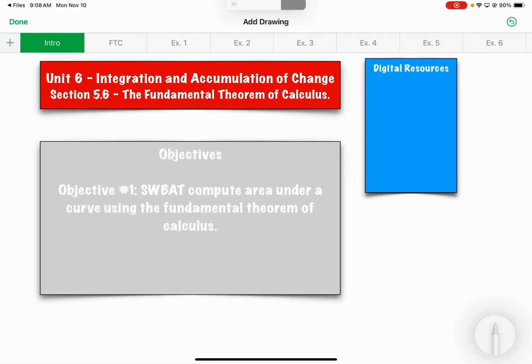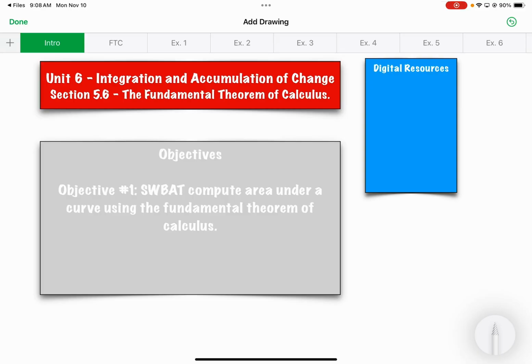Or it won't be a full period's worth of a lecture, okay? All right, so let's do 5.6. This section is called the fundamental theorem of calculus, and of all the names of theorems that we've gone through so far, this sounds the most prominent.